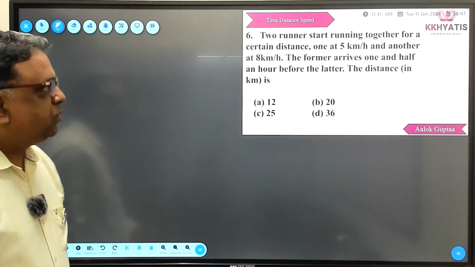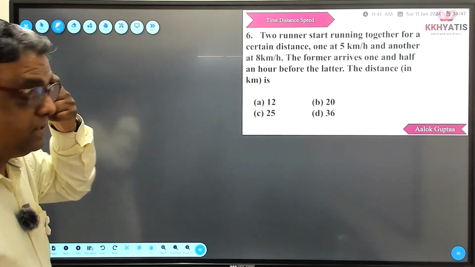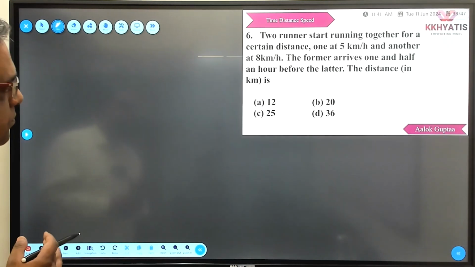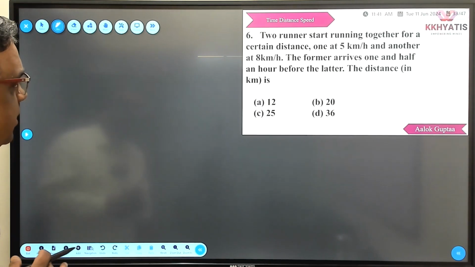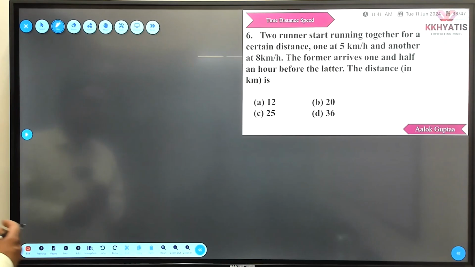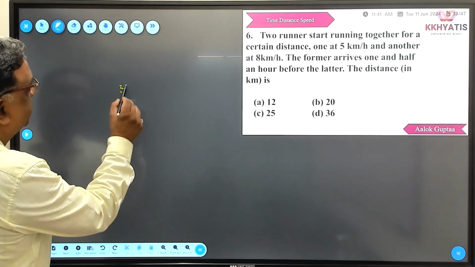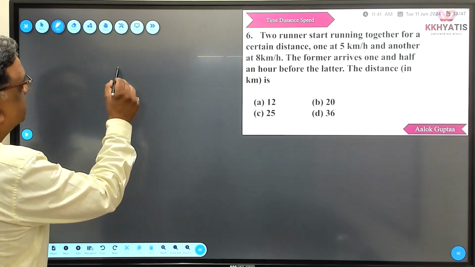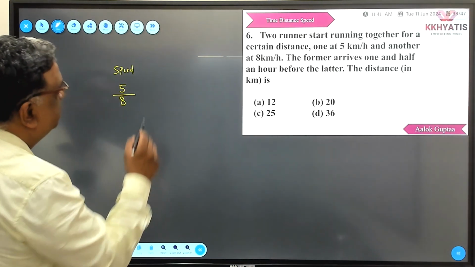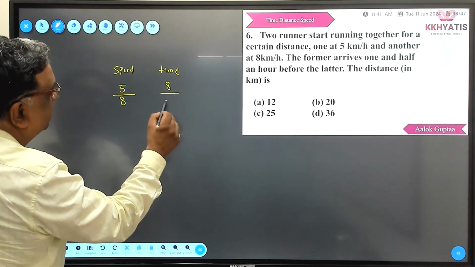Two runners, they start together for a certain distance, one at 5 kilometers per hour and second at 8 kilometers per hour. The former arrives 1.5 hour before the later. The distance in kilometers is, so let's try to find that out. So the ratio of the speed is 5 upon 8. This is the speed, and which means the ratio of the times would be 8 upon 5.